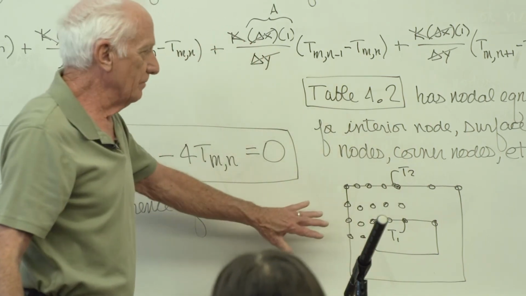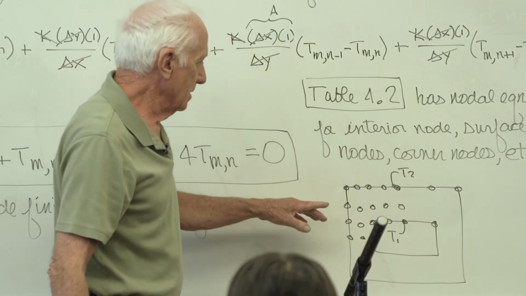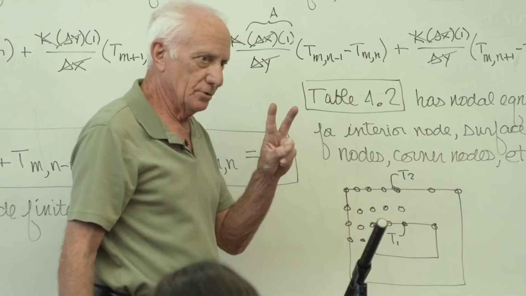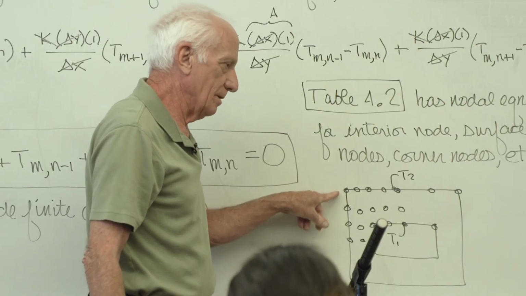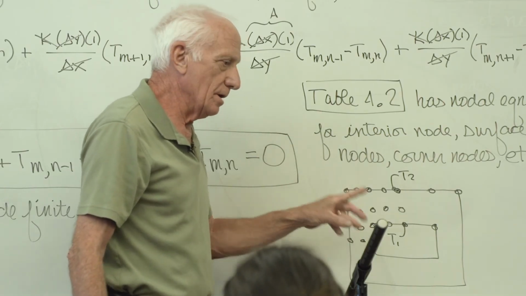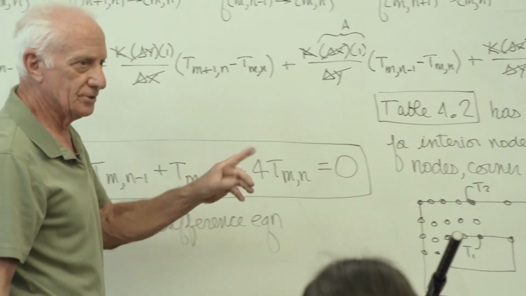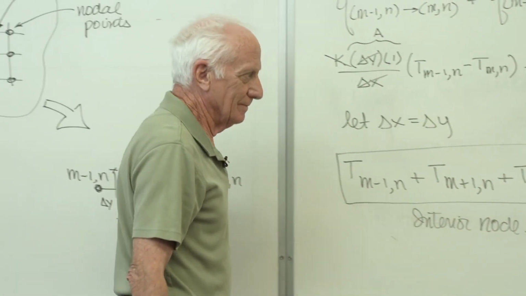So you have in this problem 4 kinds of nodes. Interior nodes, number 1. Surface nodes, number 2. Exterior corner node, number 3. Interior corner node, number 4. 4 equations in table 4.2, 1 for each of those nodes.